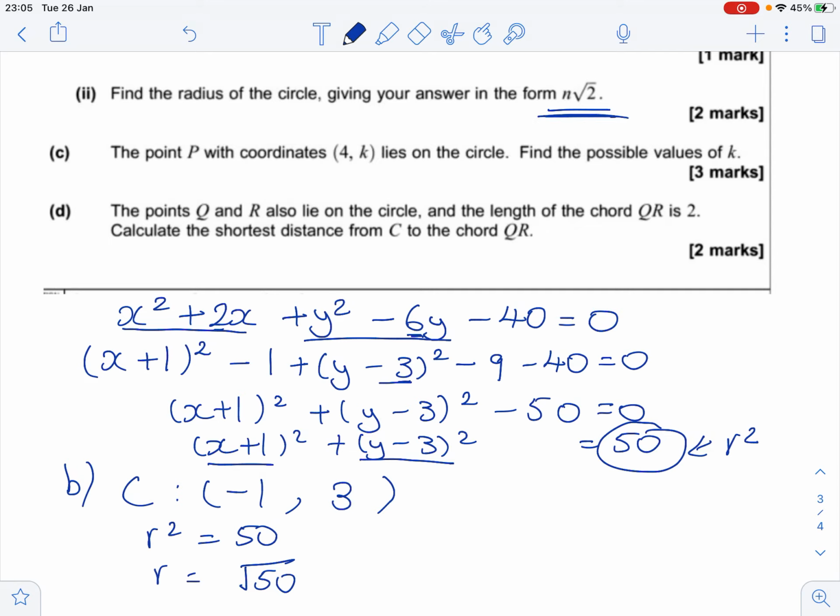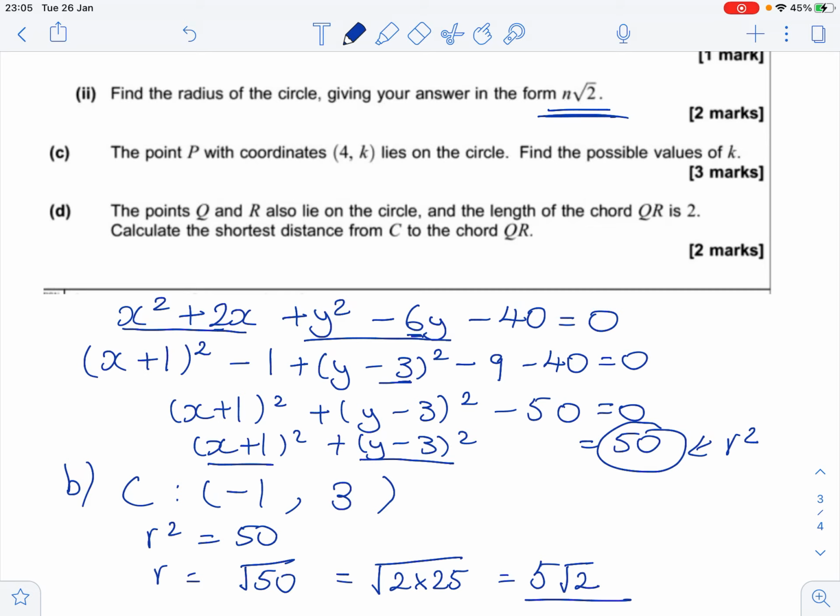So in the form a root 2, remember 50 can be split into 2 times 25. So root 2 is root 2. Root 25 is 5. So your answer should be 5 root 2.